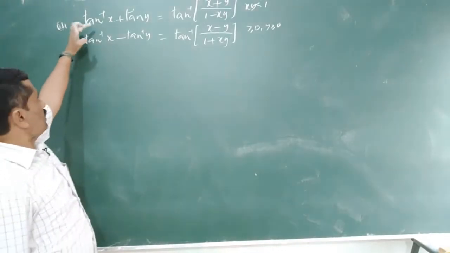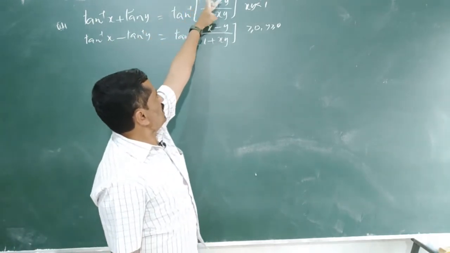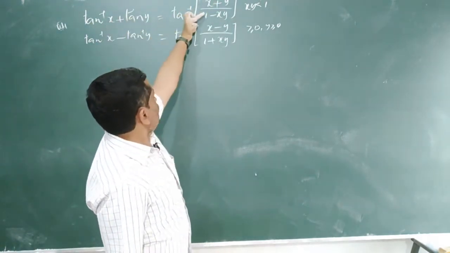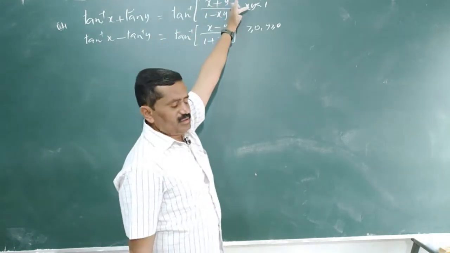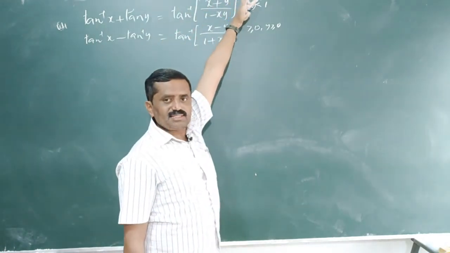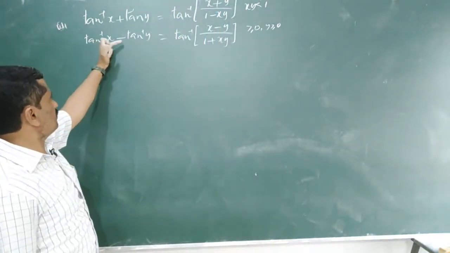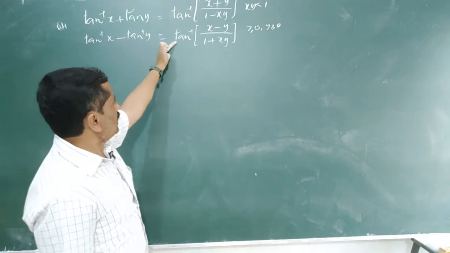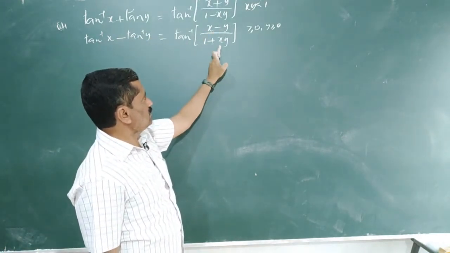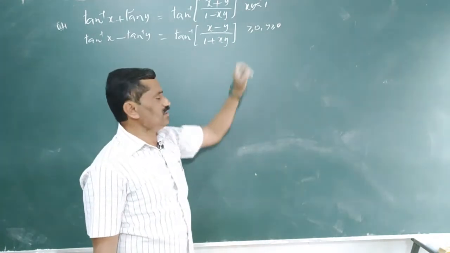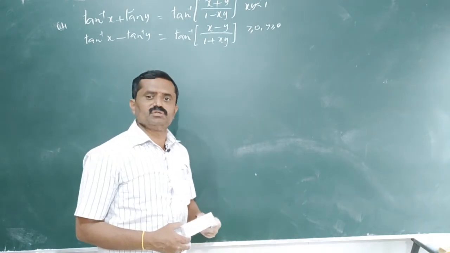Next property we have tan inverse of x plus tan inverse of y is equal to tan inverse of (x plus y) whole divided by (1 minus x into y), when xy is less than 1. Next, tan inverse of x minus tan inverse of y is equal to tan inverse of (x minus y) whole divided by (1 plus x into y), when x is greater than or equal to 0 and y is greater than or equal to 0.